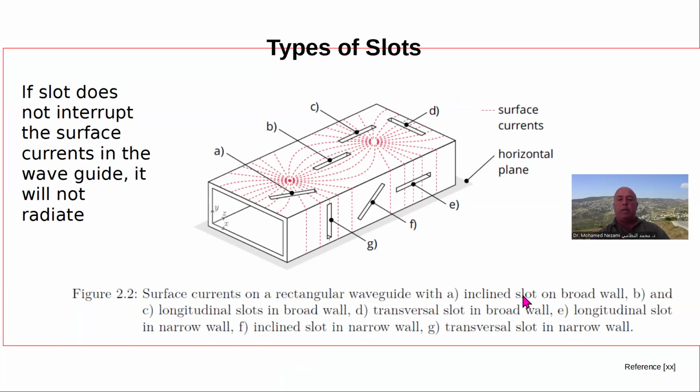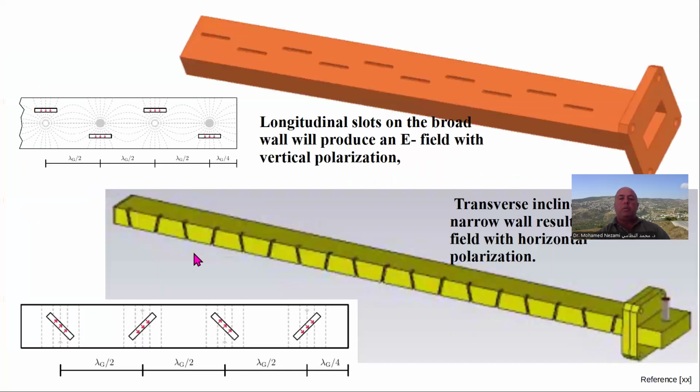So we've got the inclined slot in the broad wall, and then the B here is longitudinal slots, okay? Longitudinal because it is along the current, and this one here is inclined, this one is inclined, and so forth. And the transversal is G here, this one here, because it's perpendicular to that.